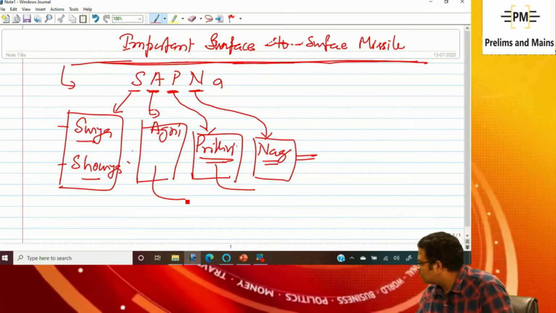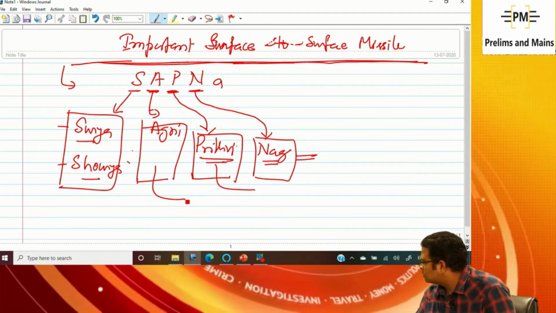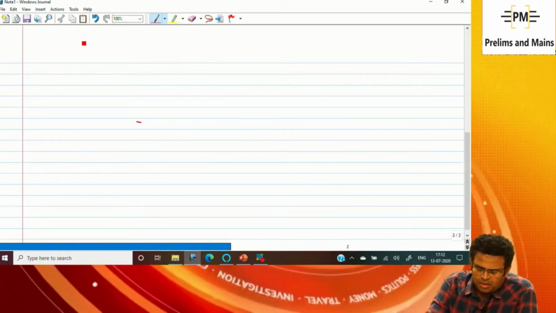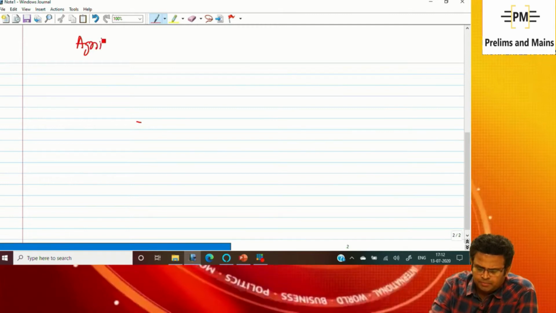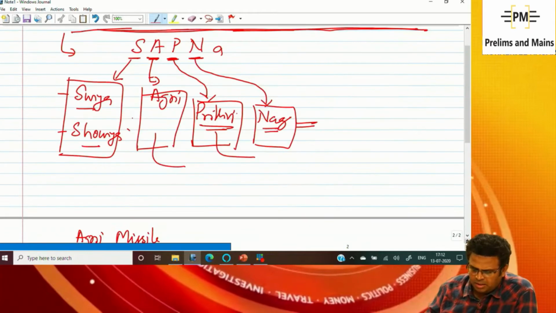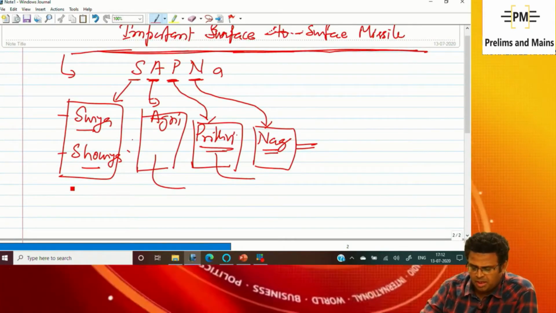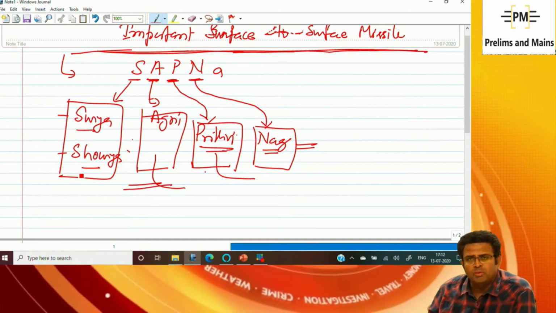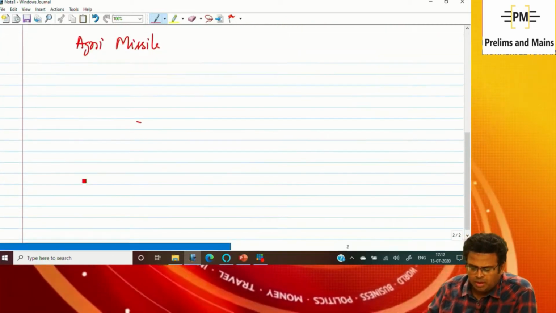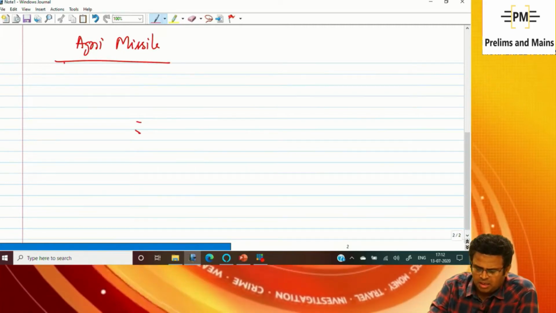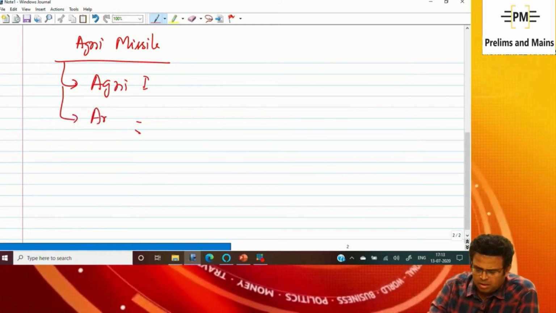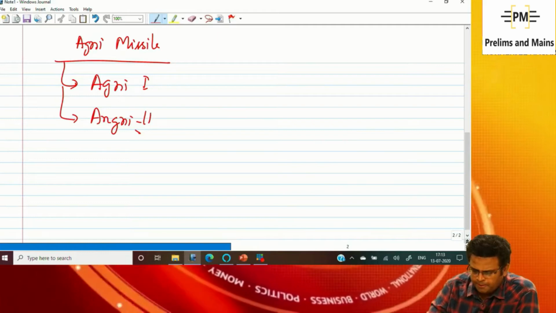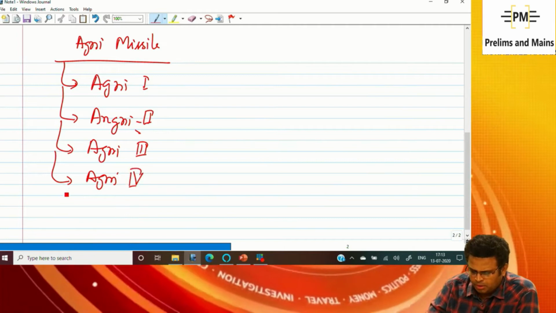The first one we are going to see is the Agni missile. We have to complete these surface to surface missiles and see the series of Agni, then I will do Prithvi and the others, and one or two different missiles will also be connected along with this. The Agni missiles are Agni 1, Agni 2, Agni 3, Agni 4, Agni 5.